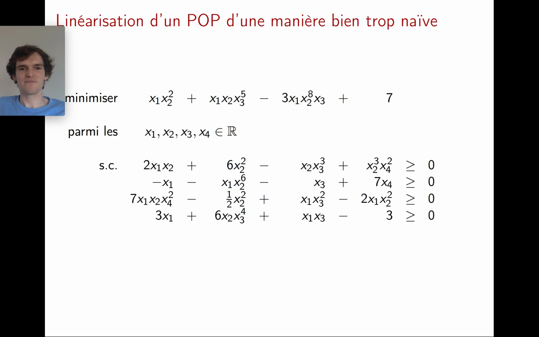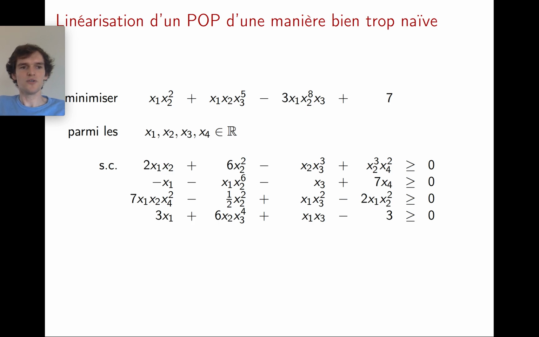And so let's think about how, so here's an example of a polynomial optimization problem. Here you have 3 variables, and you're minimizing this objective, x1 times x2 squared plus x1 times x2 times x3 to the power 5 minus this other monomial times 3 plus 7. And you have these 4 polynomial inequalities.